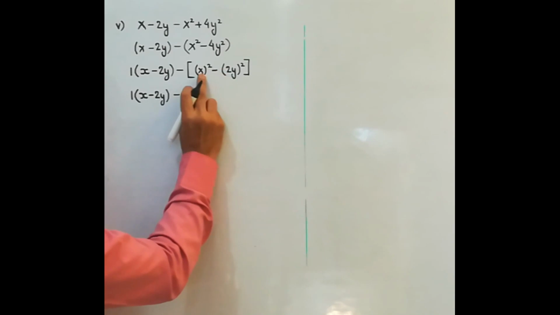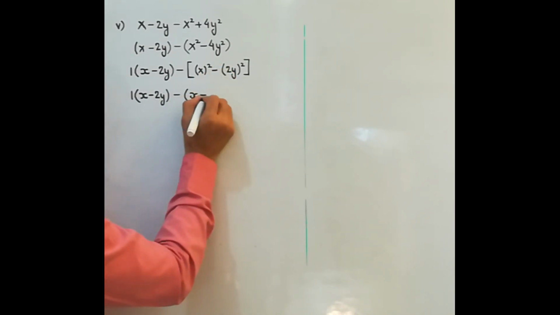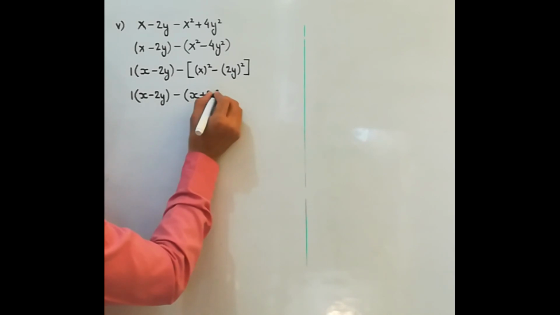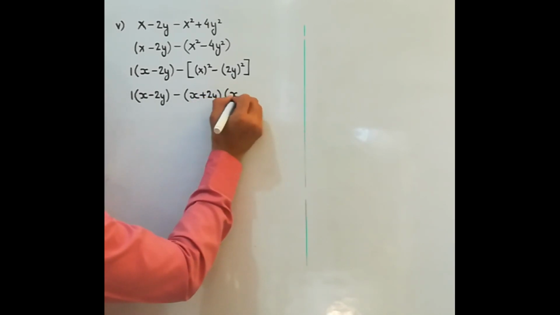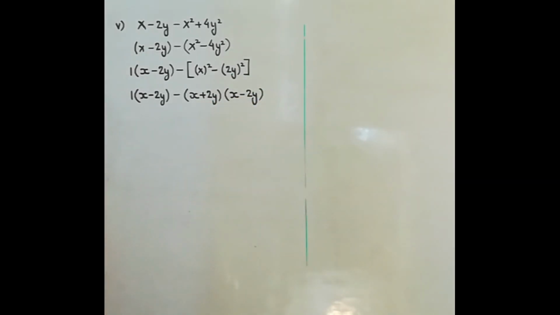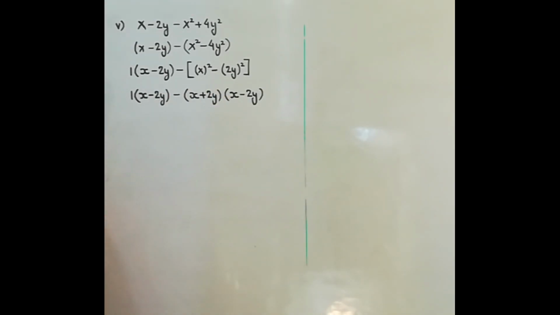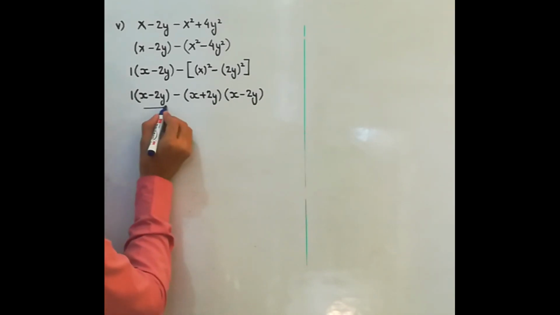So when you apply this formula, this is your a, this is your b, a plus b into a minus b. So this part is clear to you? Okay, now from here what will be common? x minus 2y and x minus 2y, this will be taken common from here.